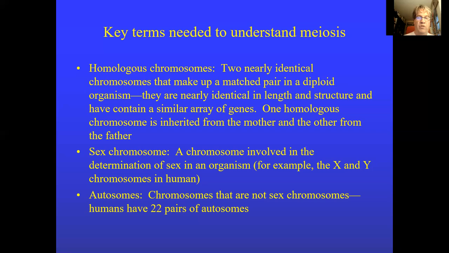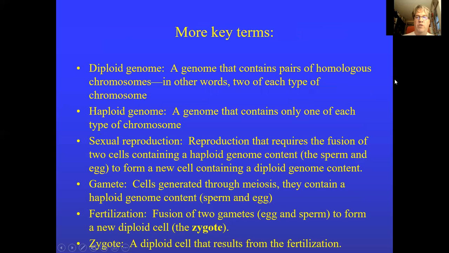Autosomes are all those chromosomes that are not sex chromosomes. So in humans, we have 22 pairs of autosomes, right? So we have 23 total pairs of chromosomes, 22 autosomes, and one sex chromosome pair. A diploid genome is a genome that contains pairs of homologous chromosomes. So, in other words, two of each type of chromosome, which I just talked about. Then the haploid genome is a genome that contains only one of each type of chromosome.